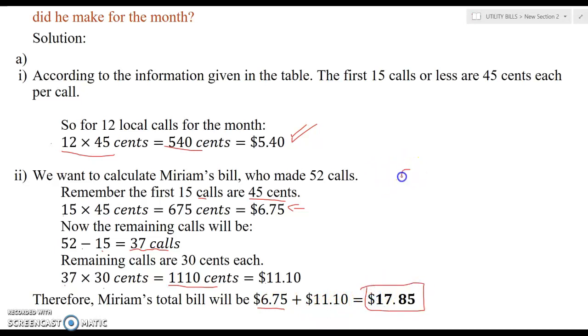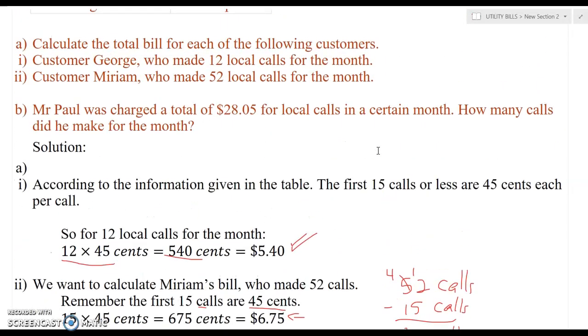Again, remember for Miriam, she made 52 calls. They told us the first 15 calls is 45 cents each, and the remaining calls is 30 cents each. So when you take these 52 calls and you minus that 15 calls, that's how we get the 37 calls remaining. So those 37 remaining calls are at 30 cents each, right? Right, so we have part A down. We calculated George's bill and Miriam's bill.